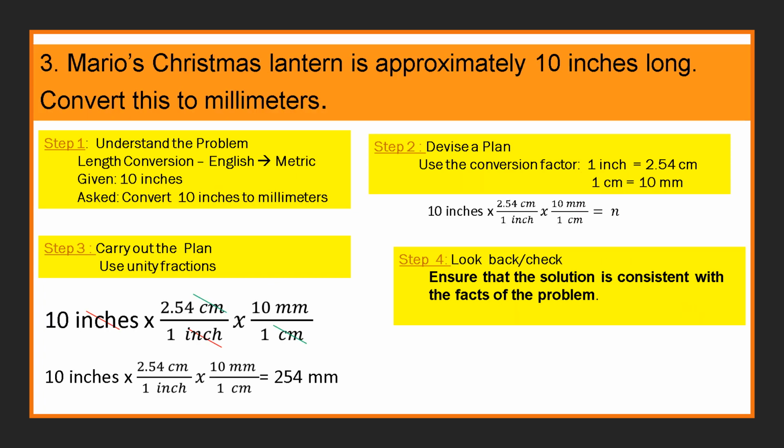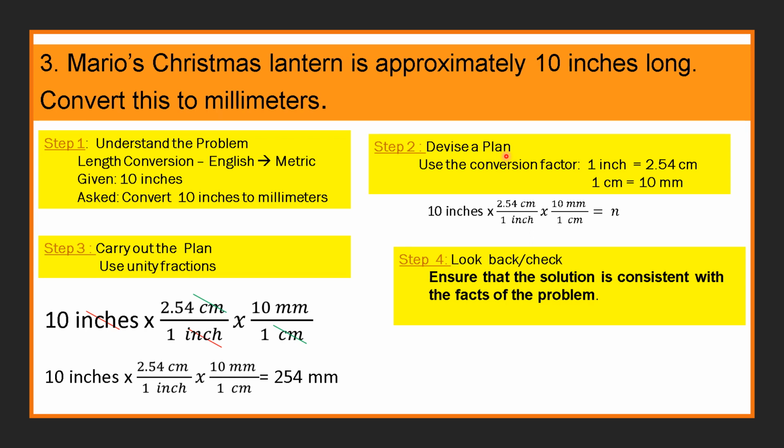Problem number 3. Mario's Christmas lantern is approximately 10 inches long. Convert this to millimeters. So we have the first step: we have to understand the problem first. Going back to the problem, Mario's Christmas lantern is approximately 10 inches long. Remember that inches is a unit for the English system, and millimeters is in the metric system. So we have to convert from the English to the metric system. Based on the problem, the given is 10 inches, and what is asked is to convert 10 inches to millimeters.